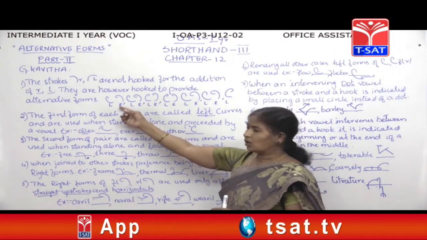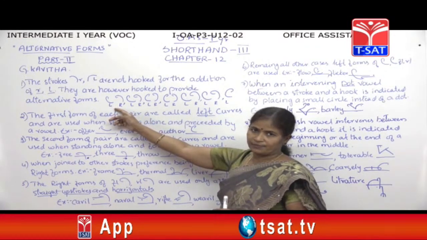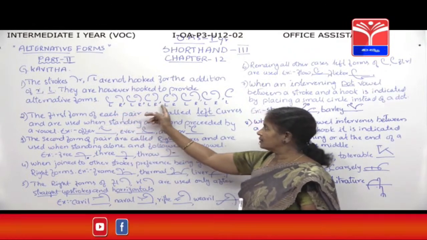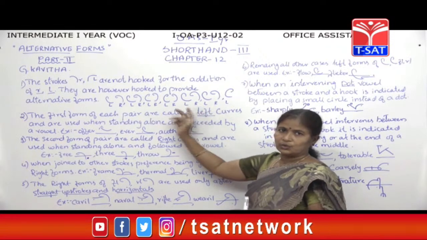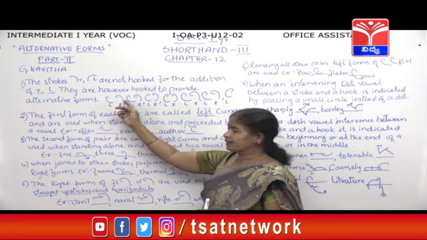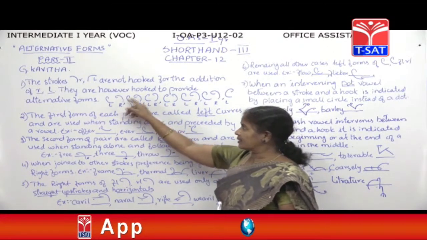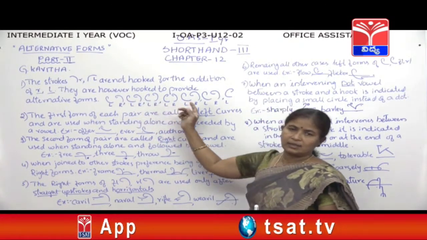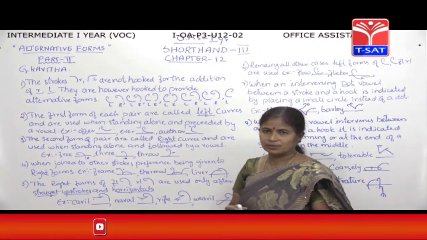And even we have alternative forms for this. What are the alternative forms? We have 2 forms of fir, ver, ter, der, full and well. 2 forms we have. The first pair of each are called left curves, and the right pairs are called right curves. When do we use left forms and when do we use right forms?